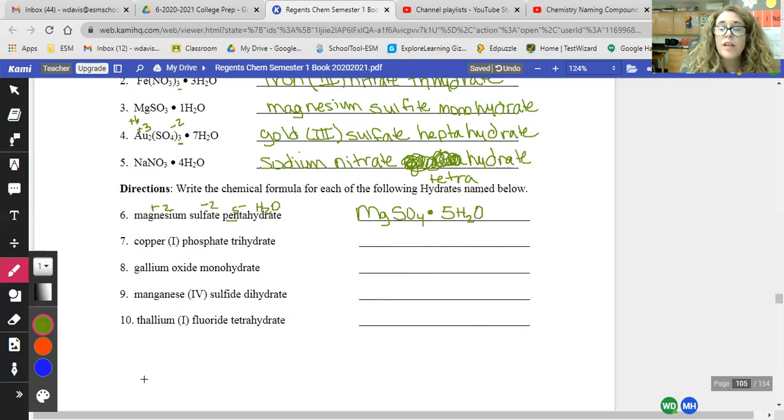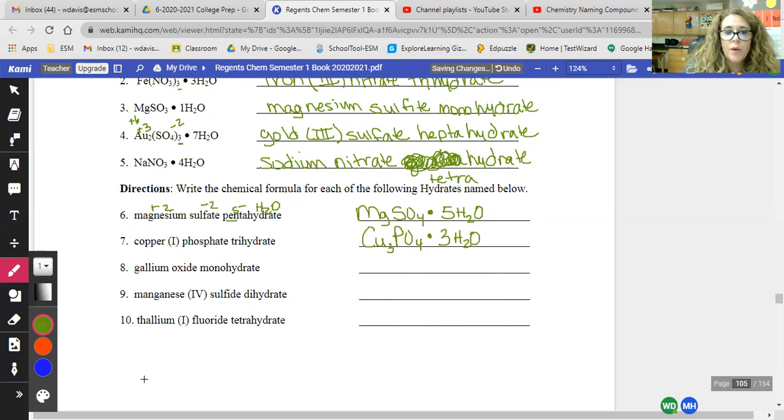You have to have the dot. If you just stuck that on there and wrote it all in a row, you wouldn't be indicating that the water is attached to the molecule. Now we have copper, Roman numeral 1 phosphate, so that's copper and then PO4. Roman numeral 1 means that the copper is +1 and the phosphate is going to be -3, so I need a subscript of 3 here. And then trihydrate, 3H2O.